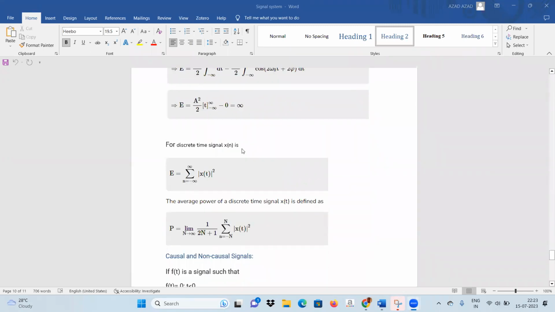For discrete time, the formula for calculation of energy is E equal to summation from minus infinity to plus infinity of x[n] squared, and for calculating power, limit N to infinity of 1 upon (2N plus 1) times summation from minus N to plus N of x[n] squared.